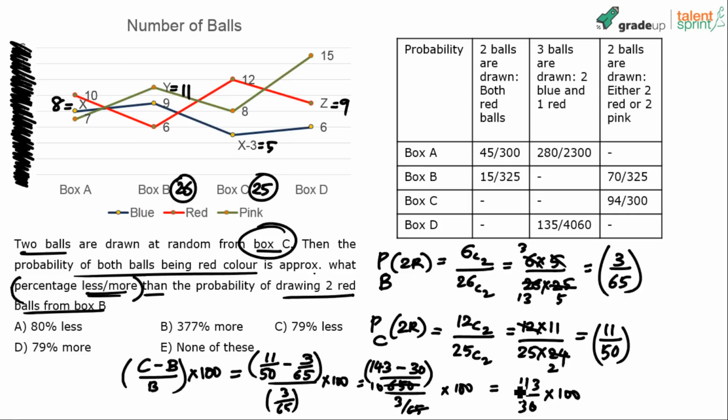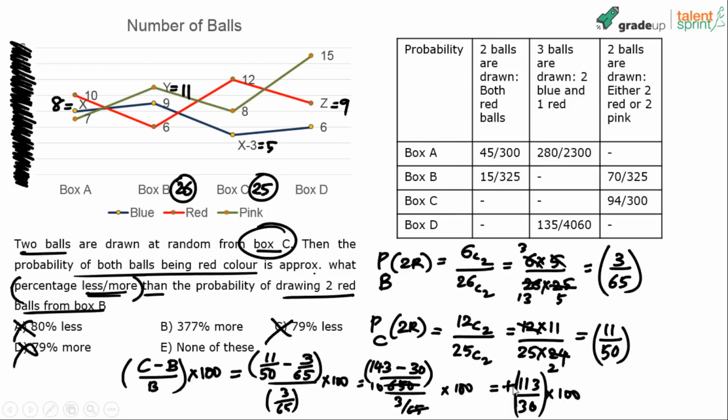See, we have got a positive answer, plus, which means it is more. So less is anyway ruled out. It is some percentage more. How much percentage more? See, 113 by 30. It is more than 3 times. So more than 300%, right? Clearly the answer is option B or option E.